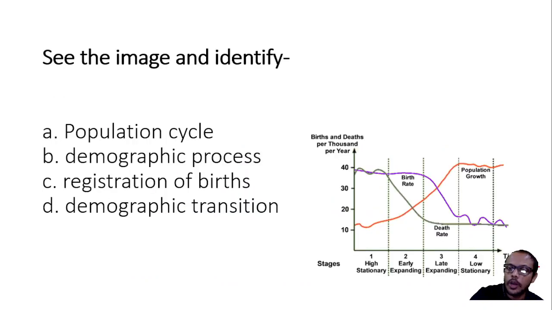Okay. Now coming to our next question, that is, see the image and identify. This image shows birth and deaths per 1000 per year. For every graph you have to see clearly. That is the y-axis, that is the x-axis. On the x-axis there are stages: high stationary, early expanding, late expanding, low stationary. These are stages of the demographic cycle, and this is birth and death per 1000 per year.